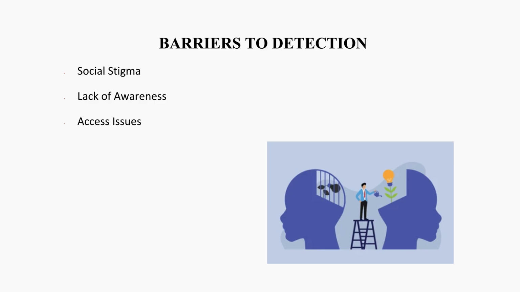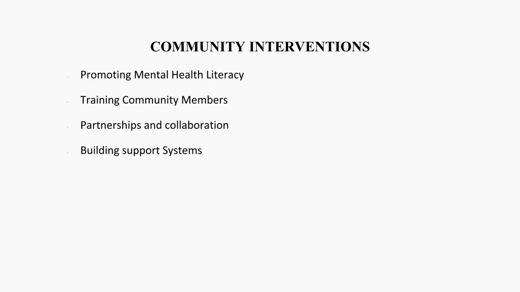So mental illness is widespread and requires attention to improve detection and management. Recognizing the symptoms, using effective detection methods, and addressing barriers like stigma and lack of awareness are very important. Community interventions such as awareness programs and integrated care play a vital role in overcoming these challenges. Early detection is also important for better outcomes, reducing societal burden, and fostering mental well-being in our communities.